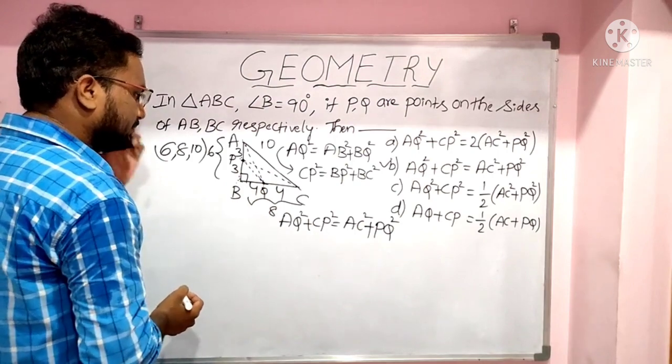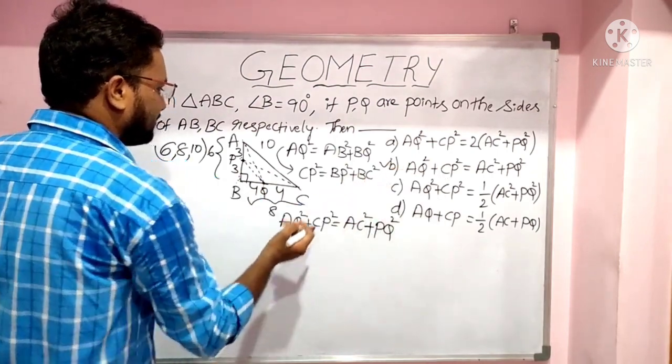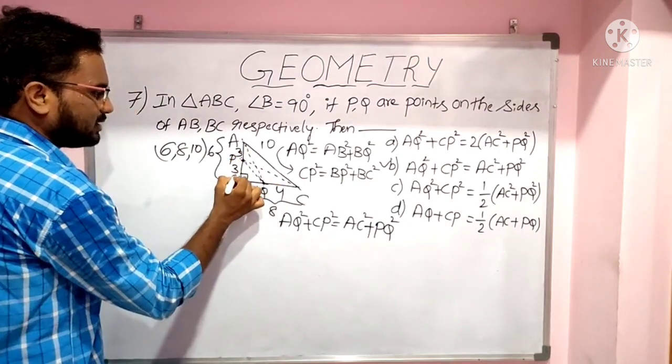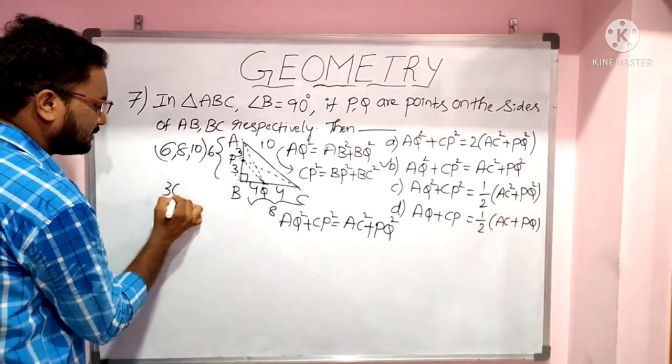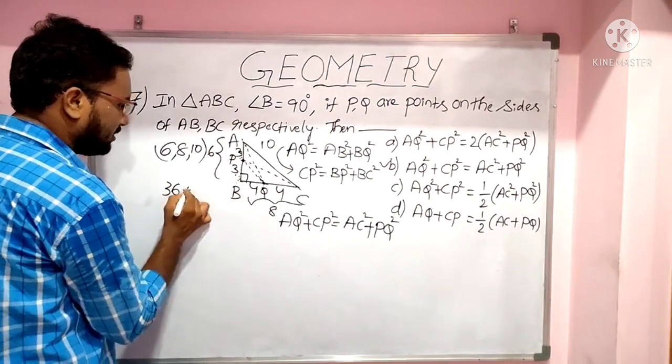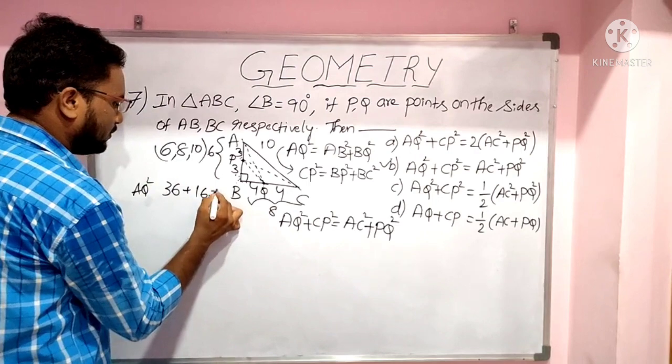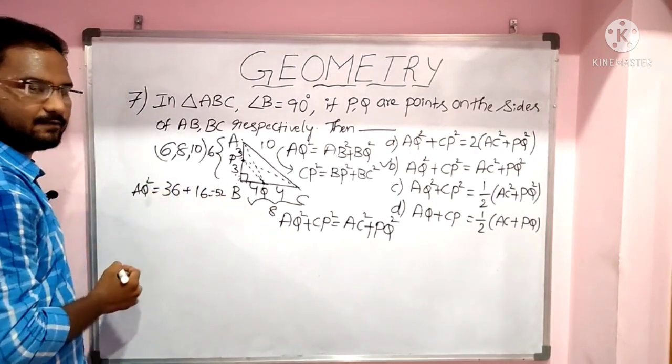So here AQ square plus CP square. AQ square is 3 plus 3, 6. 6 square is 36, plus 4 square, 16. So AQ square value is 52.